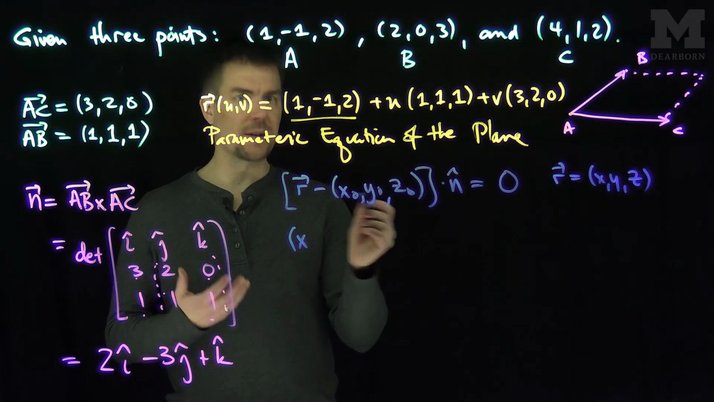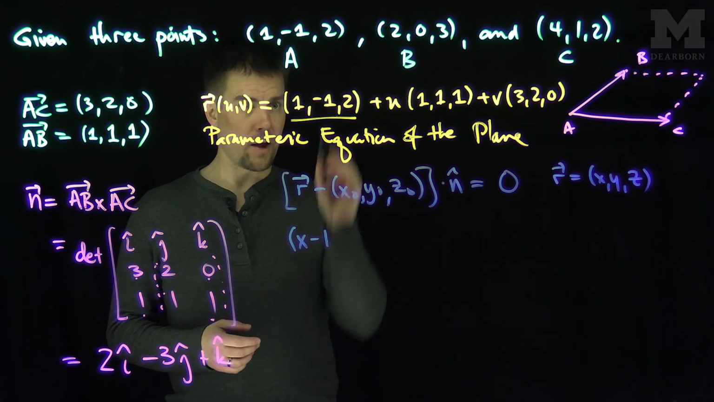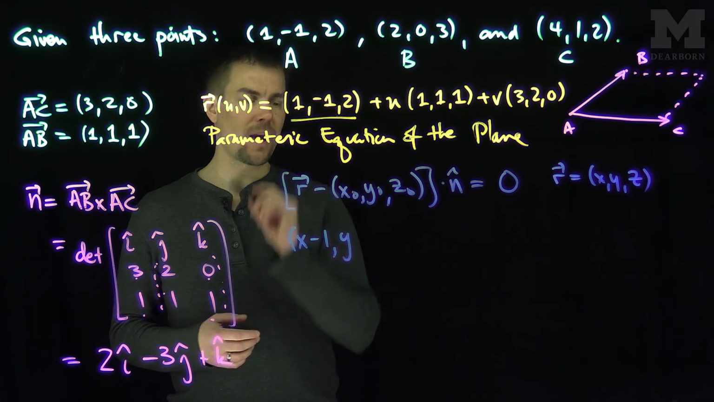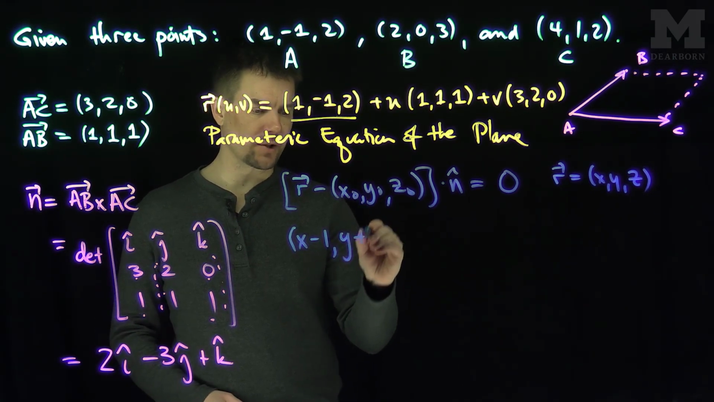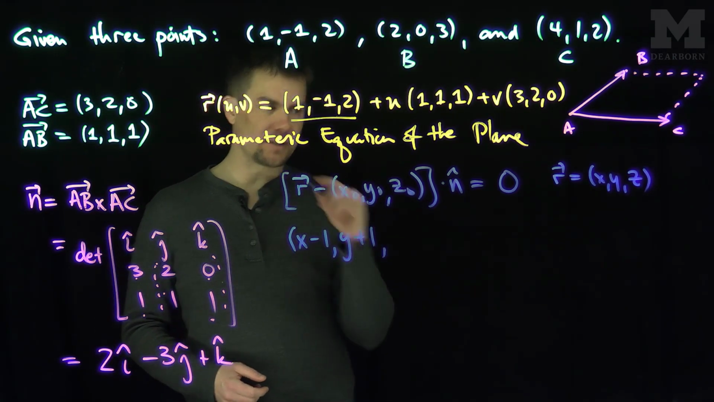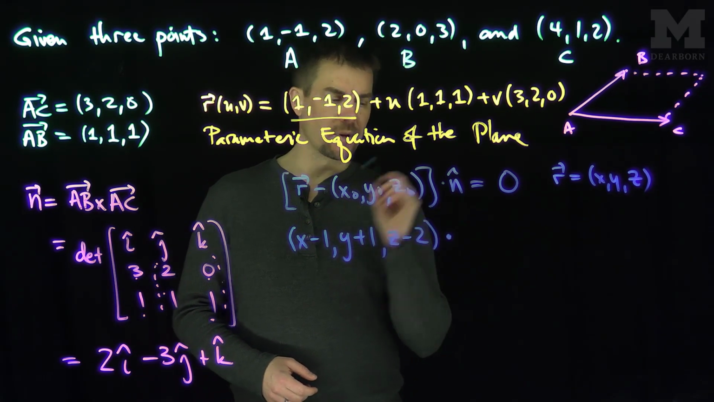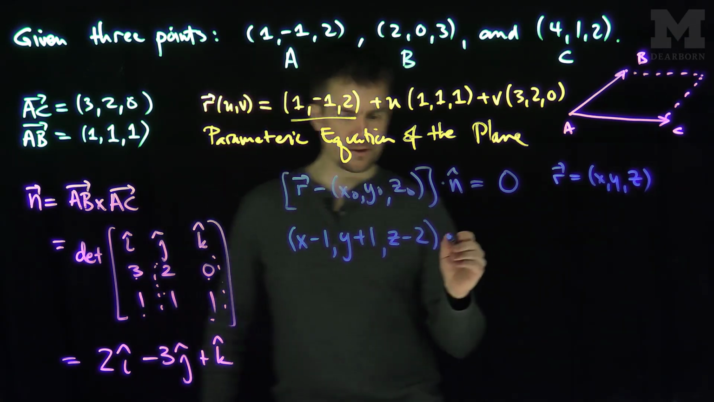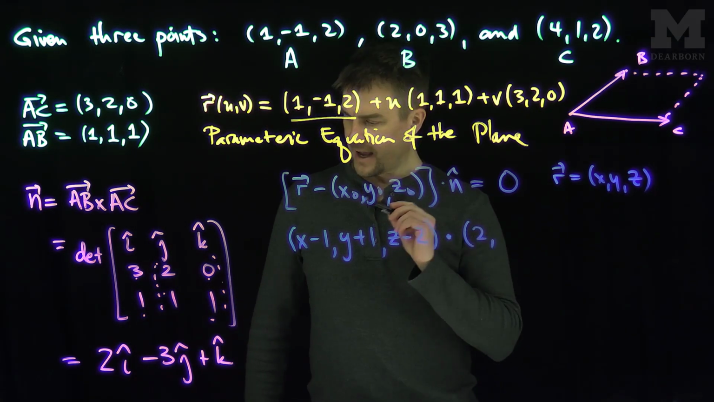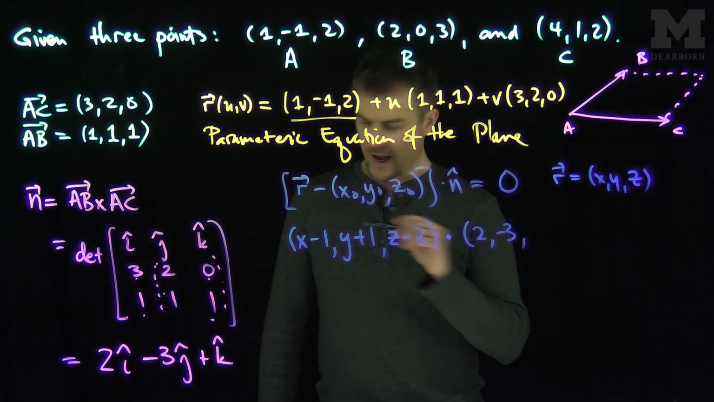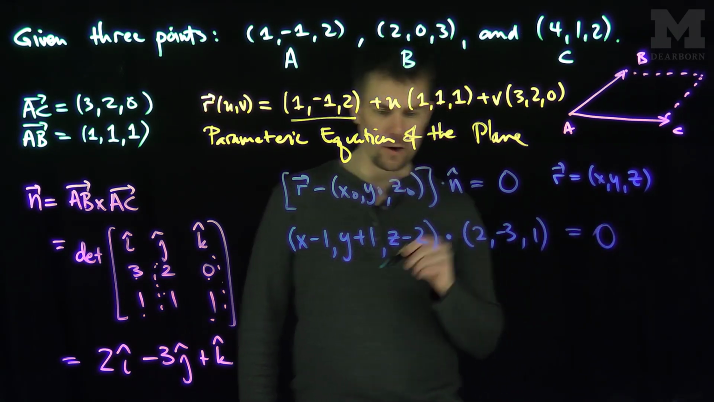All right, so what will our equation of a plane be? It'll be x minus the x point, let's call that point a1. y minus the y point. y minus -1 is y plus 1. And then finally, z minus the z point. The z point on A is 2. So z minus 2. I'm going to dot that with the normal vector. The normal vector is 2, and then a -3, and then a 1. And that will be equal to 0.